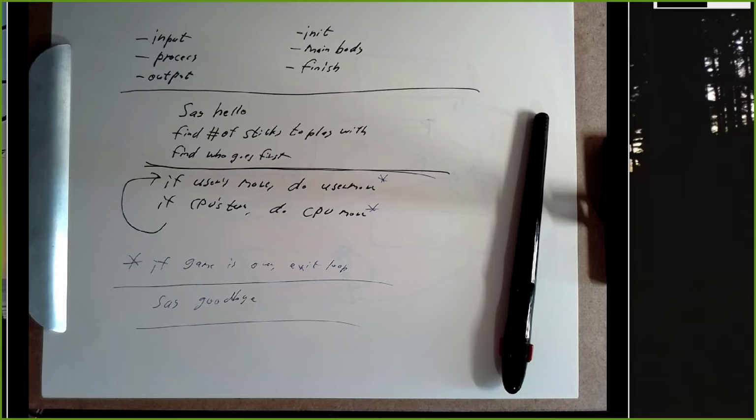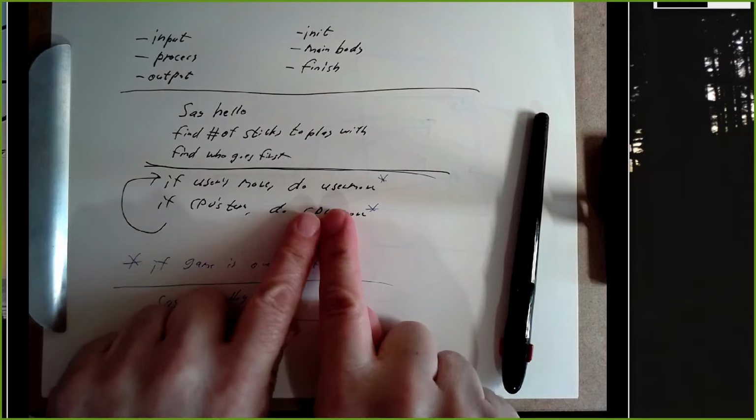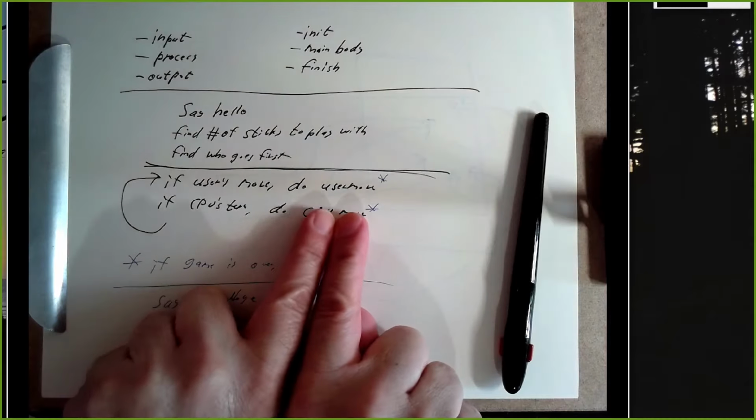If it is, then take that number, subtract it from the pile of sticks, print out the new pile of sticks: number of pipes with a parentheses after it containing the number. Okay, that's all of this. That's what I mean by do user move.